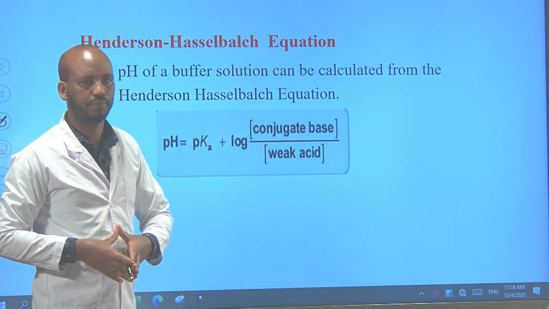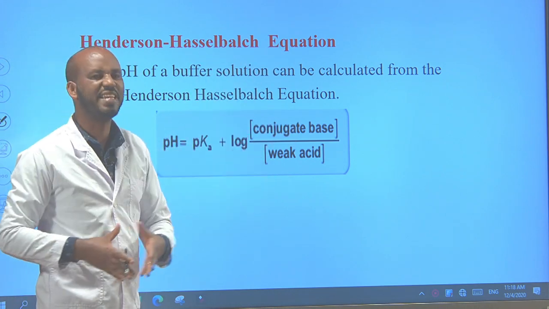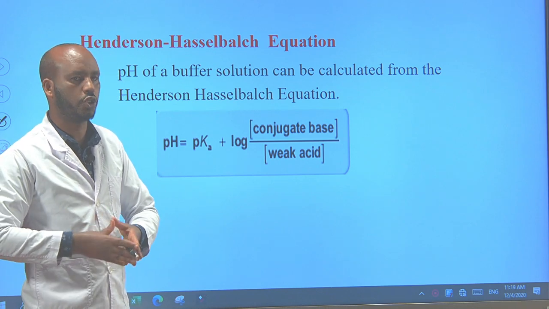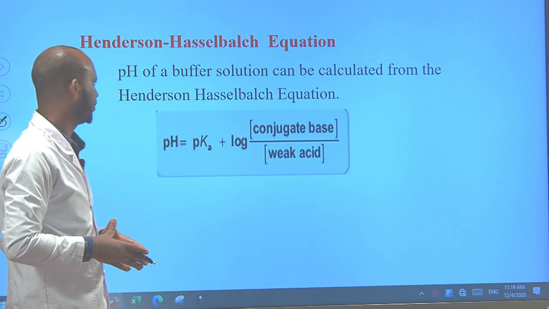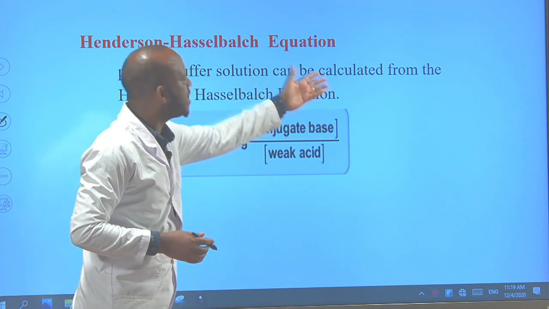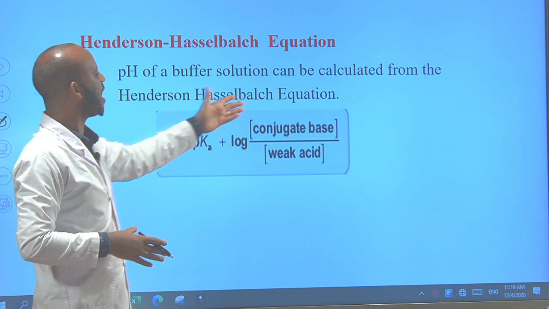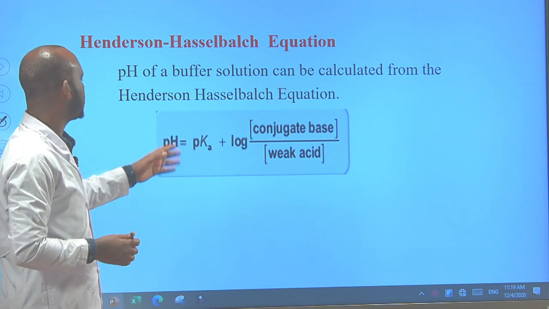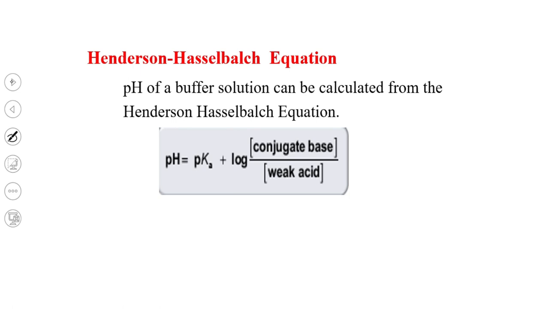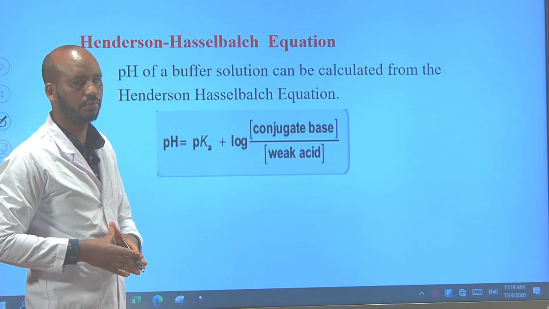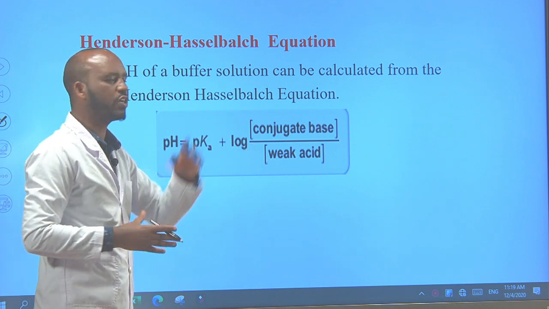Henderson-Hasselbalch equation. This equation enables us to calculate the pH of an acidic buffer solution. The pH of a buffer solution can be calculated from the Henderson-Hasselbalch equation, which is pH equals pKa, the negative logarithm of Ka, plus log of the conjugate base concentration divided by the acid concentration. This is for an acidic buffer solution.